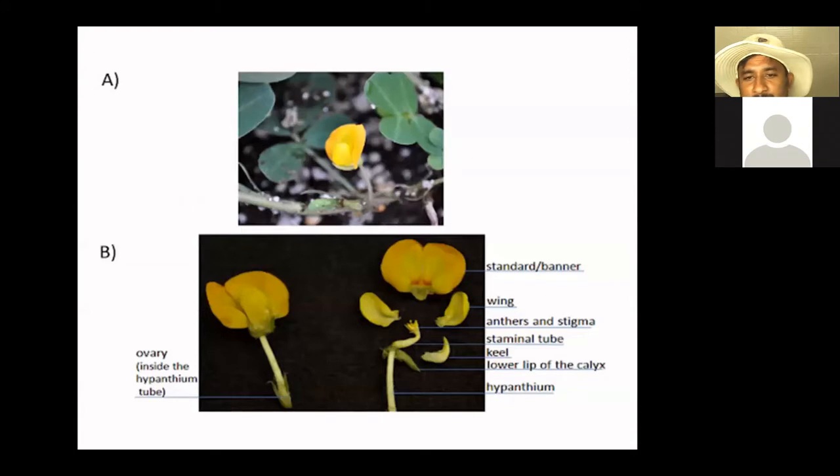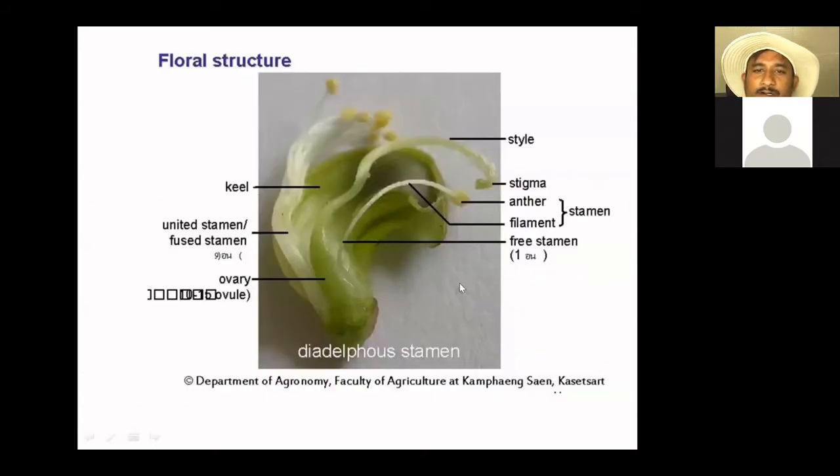This is how the wing petal looks, the open wing petal, and the standard petal looks like this, and the keel petal looks like this when we open the flower. And this is a closer look at the diadelphous stamens. Please look closely at this flower. These 9 stamens are united, meaning fused stamens. All 9 are in a single group, and this is the plus 1, the separate stamen.